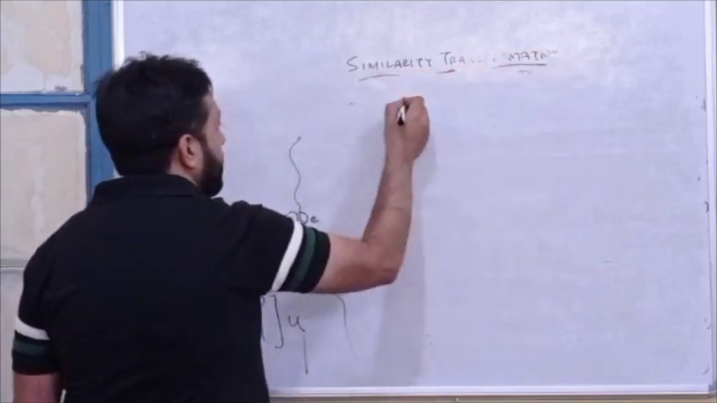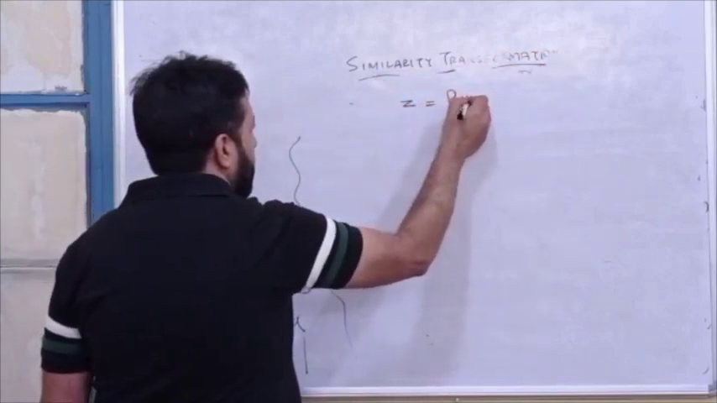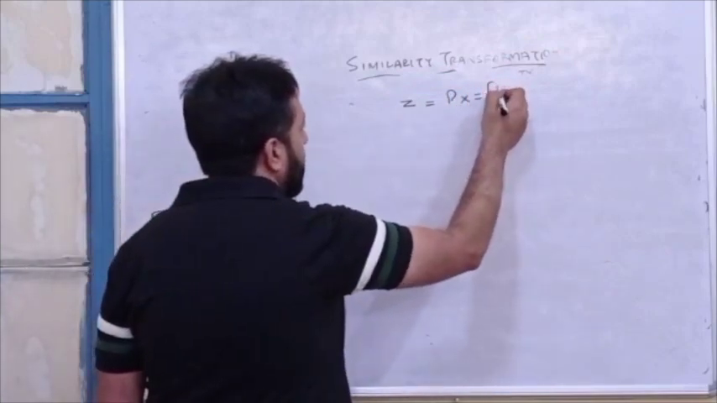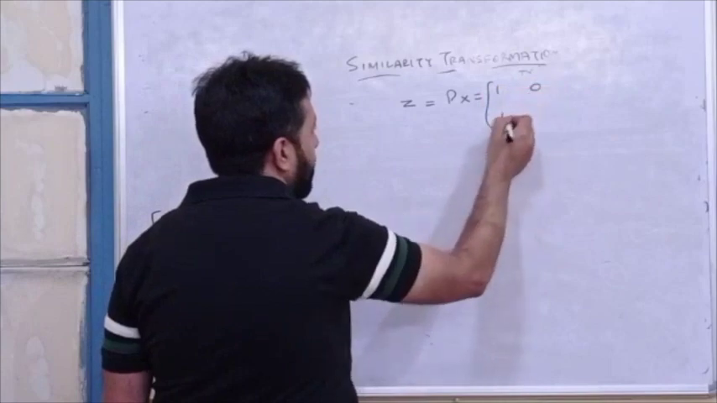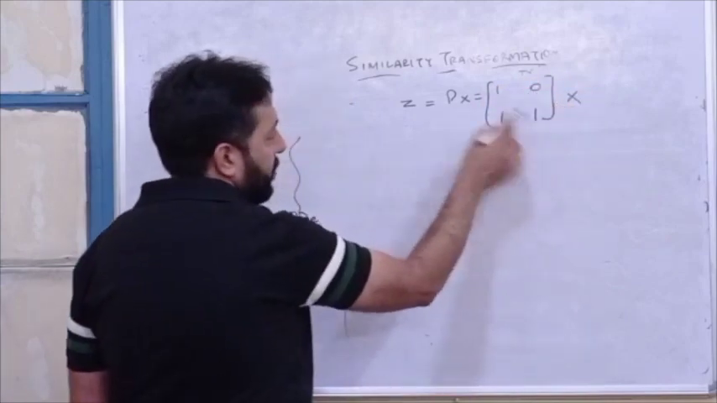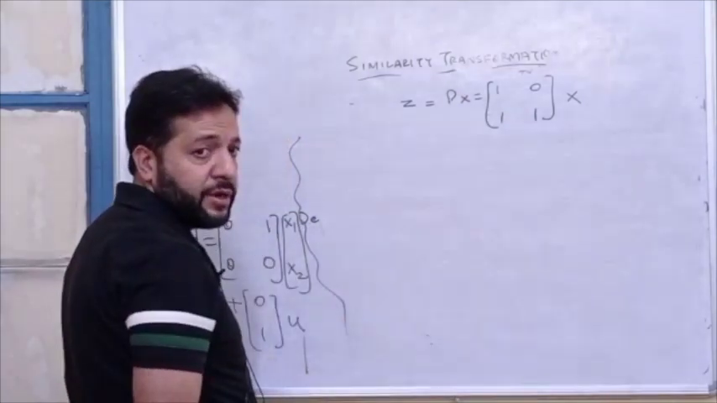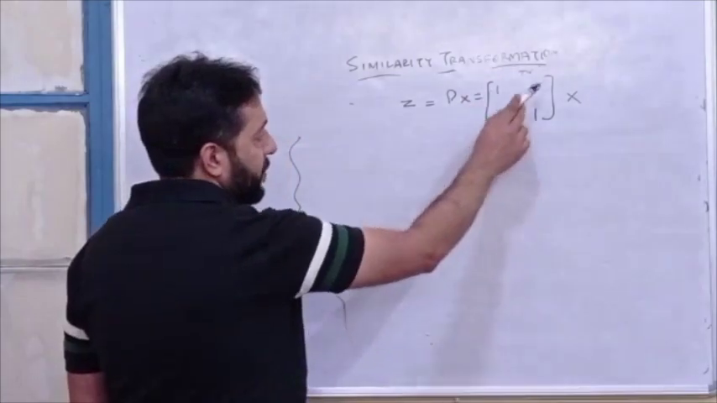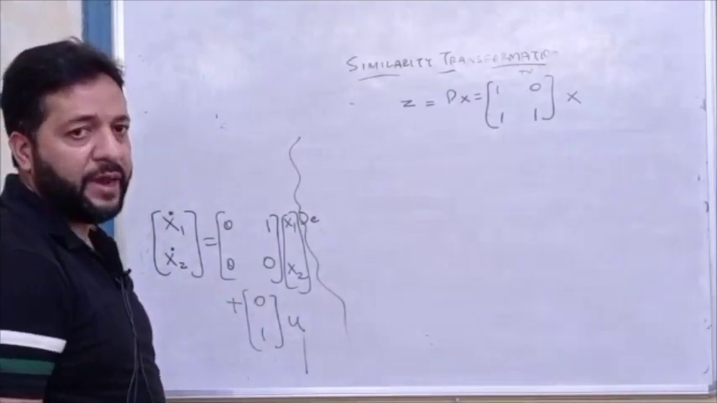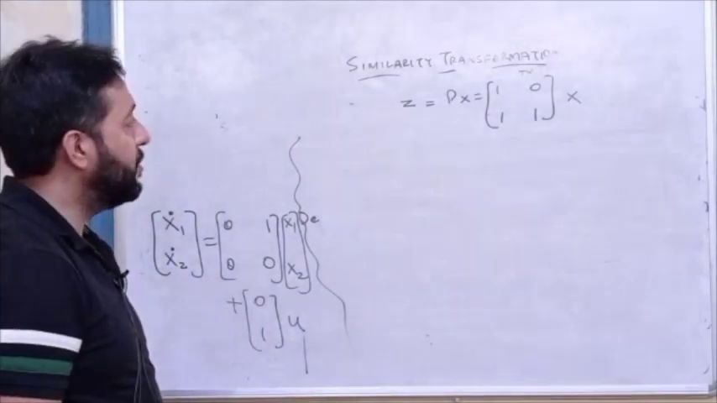z equal to Px है ना, which is equal to, what is P given as, 1 0 1 1, ऐसे, 1 0 1 1 x. As you can see, this is an invertible matrix. इसका determinant non-zero है ना? 1 into 1 means 1, 1 minus 0 means 1. So it is a valid similarity transformation, isn't it? Z is equal to Px.